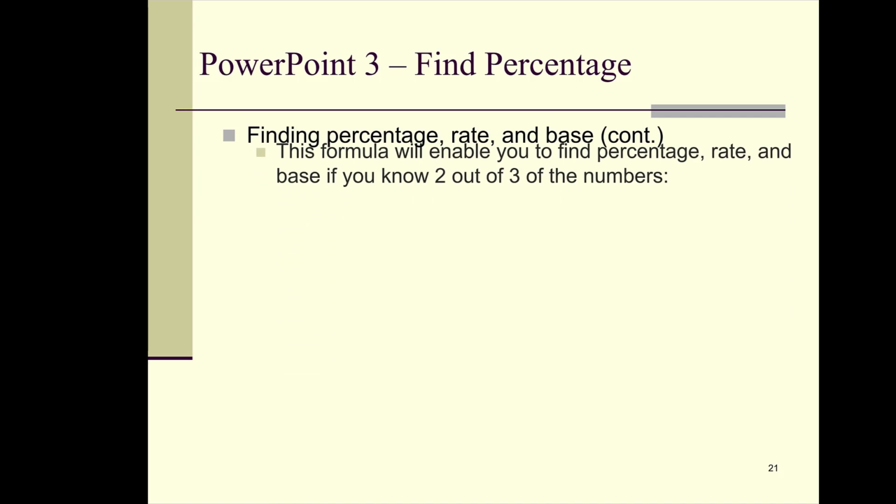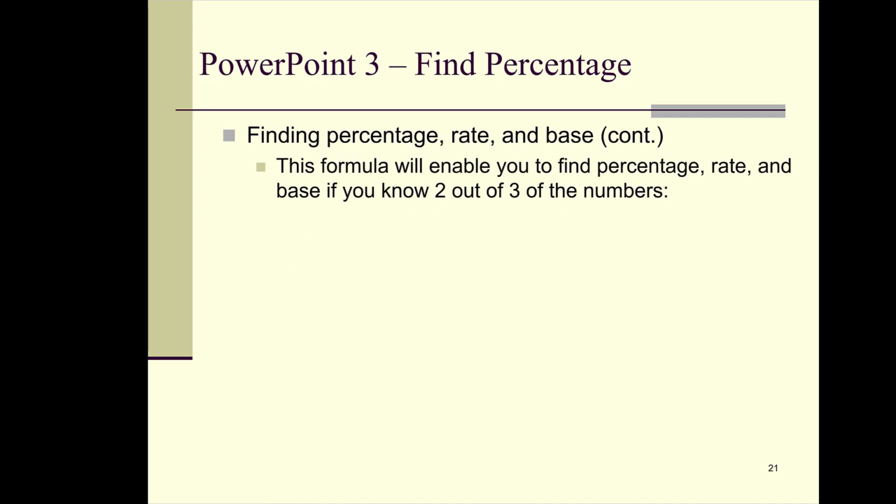So as I mentioned, the reason we're doing this is because if we know two of the three numbers, we can use simple algebra to find the missing variable. For example, the question could be, what is 2% of 1,000? So we're going to start off really easy. So don't forget, the formula is percentage equals rate times base.